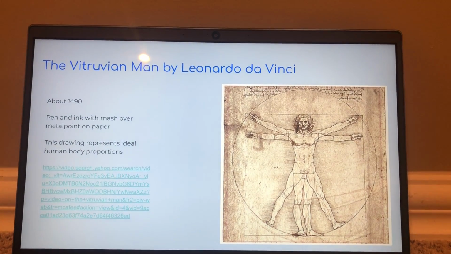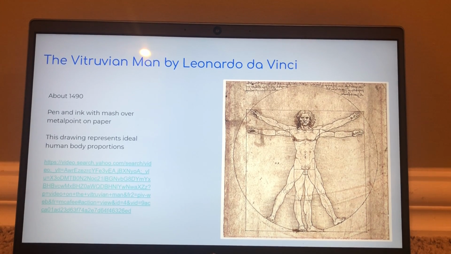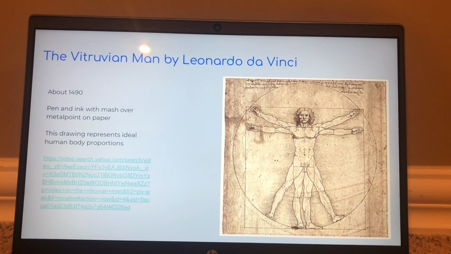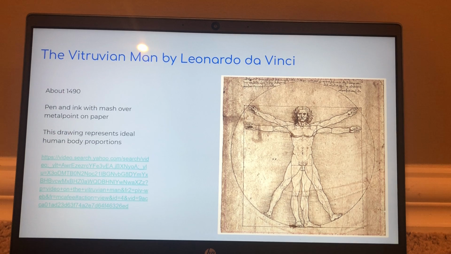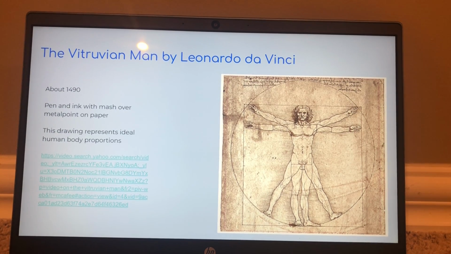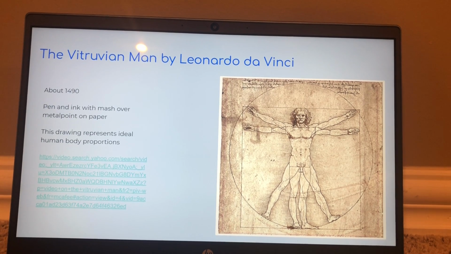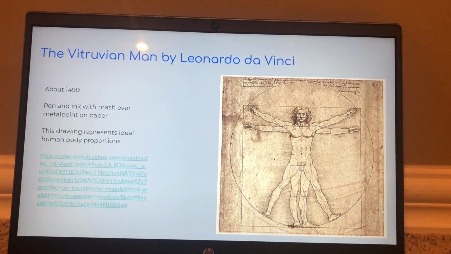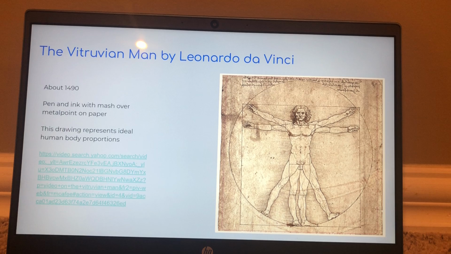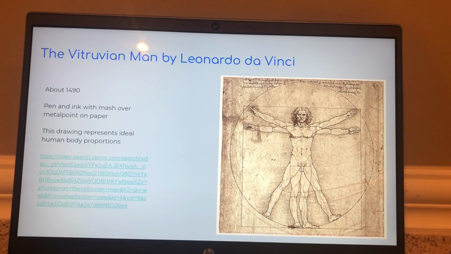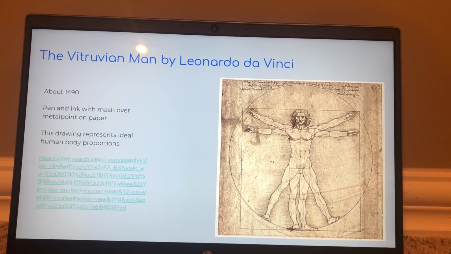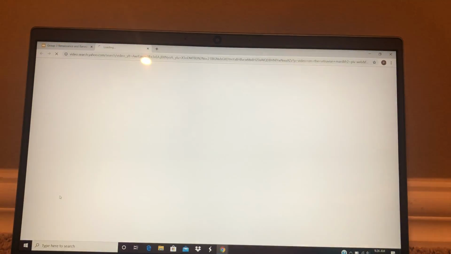The second piece that I will be talking about today is The Vitruvian Man by Leonardo da Vinci. And this piece was created around 1490 using pen and ink with wash over metal point on paper. This drawing represents the ideal human body proportions. Leonardo da Vinci studied human anatomy before creating this drawing. And here's a short video on the Vitruvian Man.